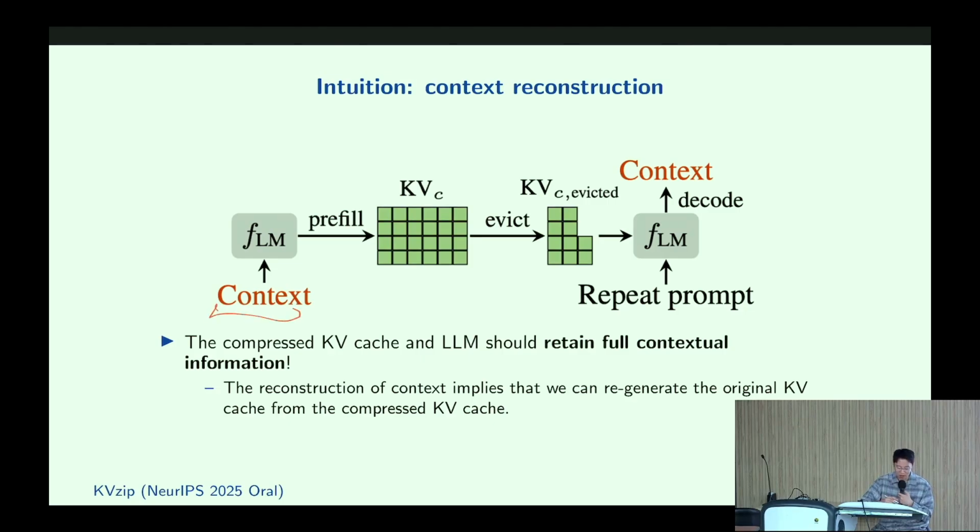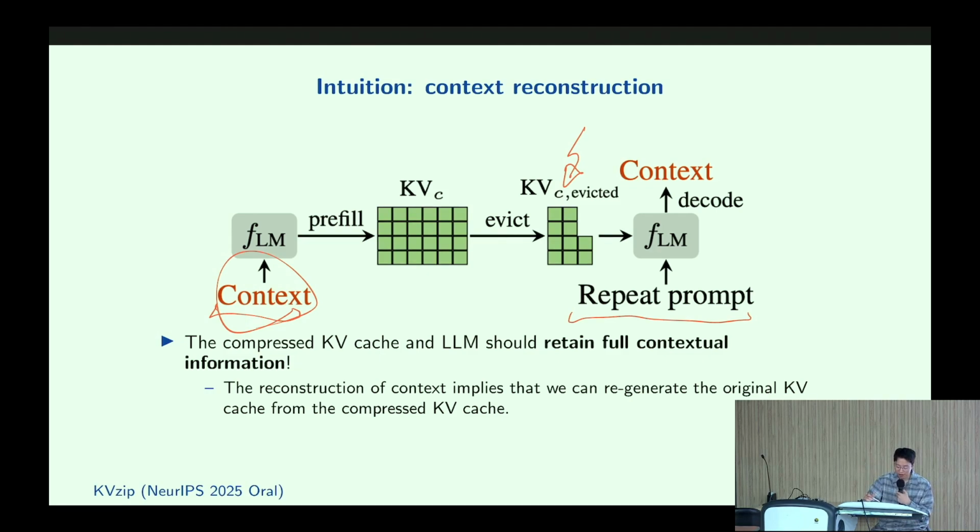You have an extremely large context, and if we evicted the KV cache in such a way that important things are preserved and less important things are freed from memory, then it must be the case that when we request the LLM to recite the context, you should be able to decode the original context, or in other words, reconstruct the context.